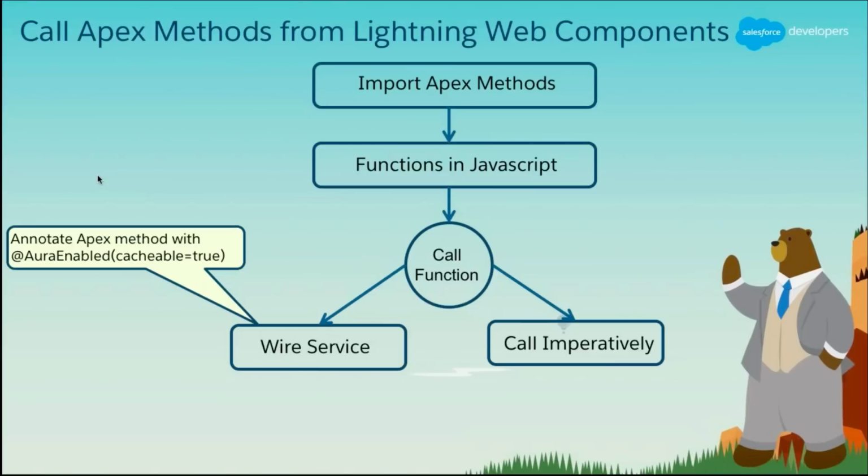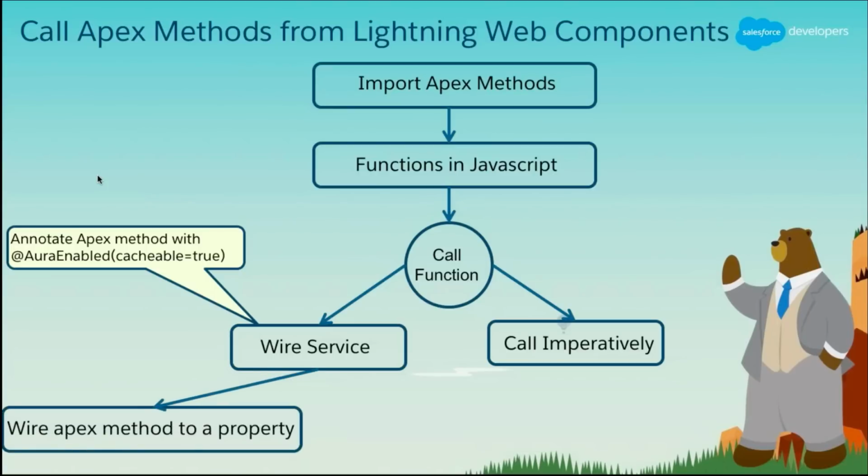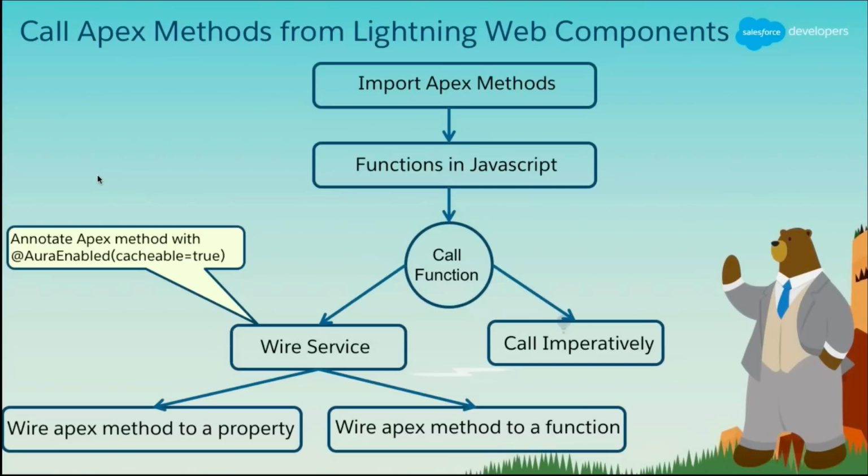So you can only call the Apex methods for which there is an annotation @AuraEnabled and cacheable set to true. But in case of imperative calling, there's no restriction. We only need to make it @AuraEnabled, and you can call the method. You need not make cacheable true. But of course, if you have cacheable true, then you can call it using either wire service or imperatively, right? And when you call it using wire service, again, you have two options. Whatever the Apex method returns, you can wire it to a property, or you can also wire it to a function, right?